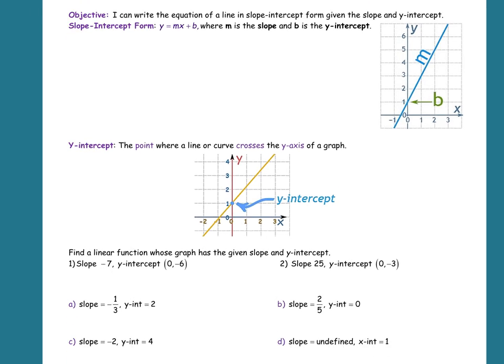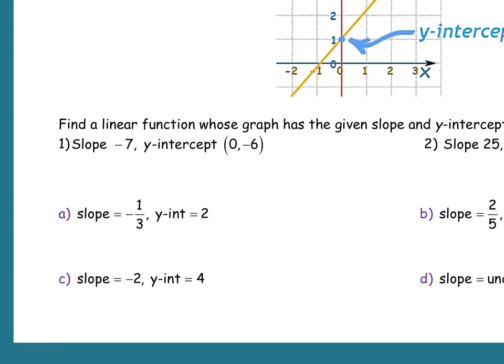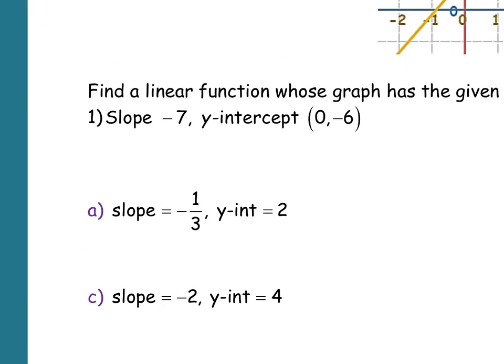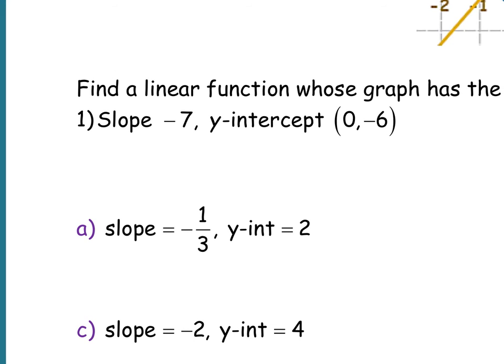Okay. So what do they want us to do? Find a linear function whose graph has the given slope and y-intercept. So I'm going to write an equation in y equals mx plus b form. They've given me the slope, they've given me the y-intercept, and they just want me to write an equation. So what's my y-intercept in number one? B equals negative 6, and m equals negative 7. So my equation is just y equals negative 7x minus 6. Done. All they want us to do is take the information and write an equation from it.